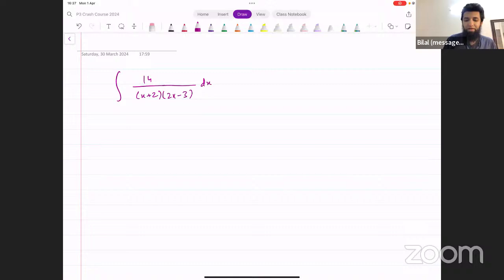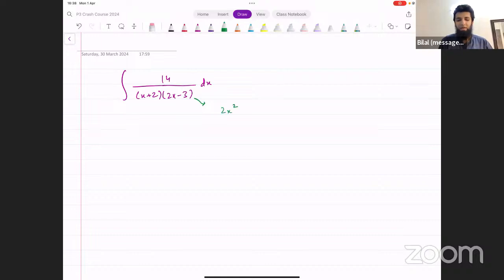How do we integrate a fraction like this? 14 over (x plus 2) into (2x minus 3). Now, if you think about it, it does not follow any of those earlier forms. The derivative of the denominator cannot be there in the numerator. You can try simplifying this and try to understand what does that become.